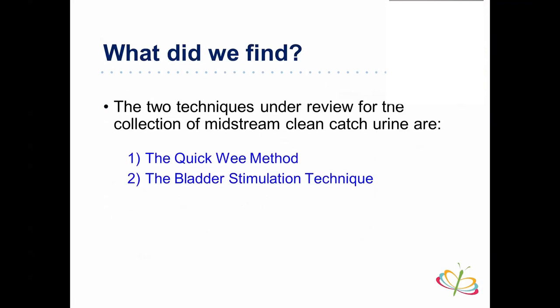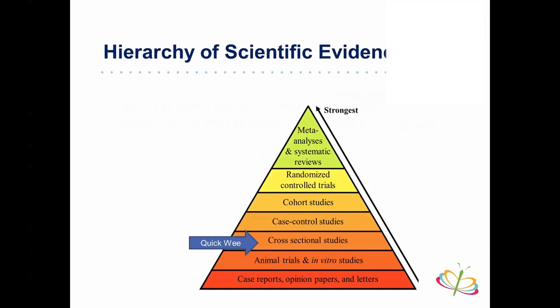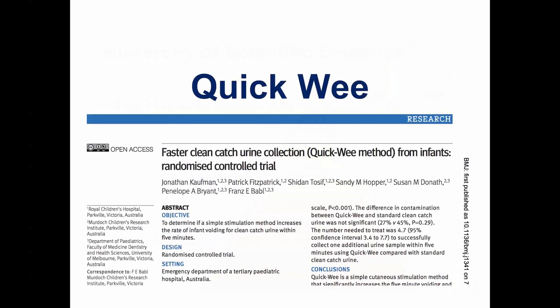So the bladder, next slide. Of these two methods, the quick-wee method is a randomized controlled trial, so pretty high up on our scientific evidence hierarchy pyramid, while the next study, the bladder stimulation technique, was a cross-sectional study. So a little bit lower down on our triangle here, but the best we could find for our studies. Next, Dr. Rasooly would like to talk about the study that she will analyze, and then I will talk about the next study. Okay.